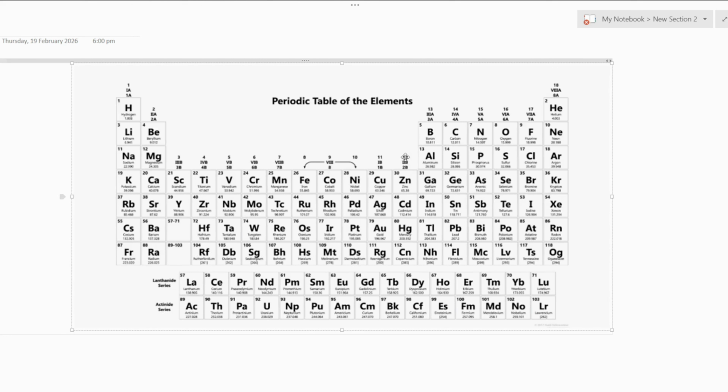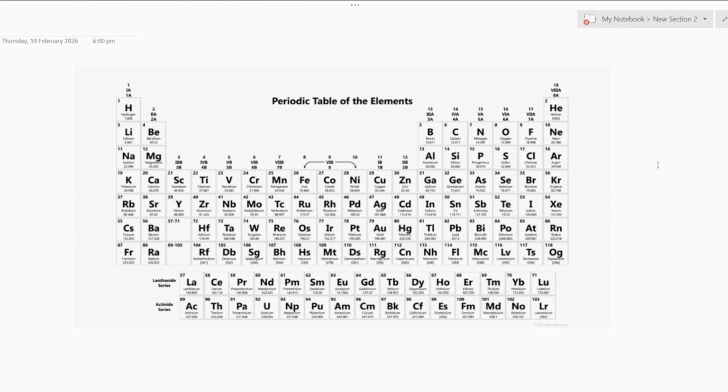I guess the numbers are visible to you, right? Okay. So when we talk about the columns, these columns are called groups, and the rows are called periods. What does group number indicate? Good, good. The electrons in the outer shell.